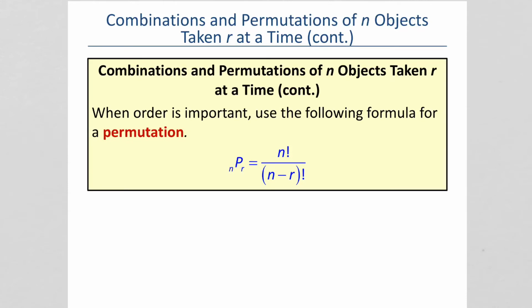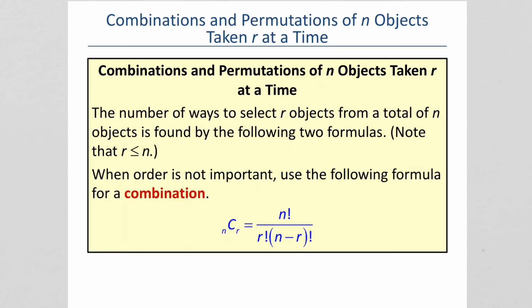And then a permutation is when order is important. nPr is N factorial over just N minus R factorial. Notice the only difference is in combinations we have this R factorial also on the bottom.